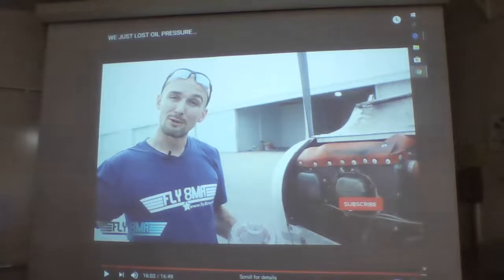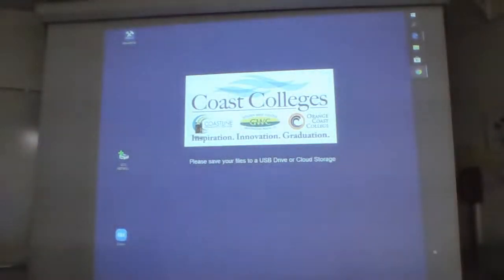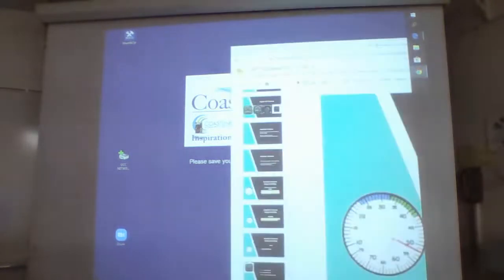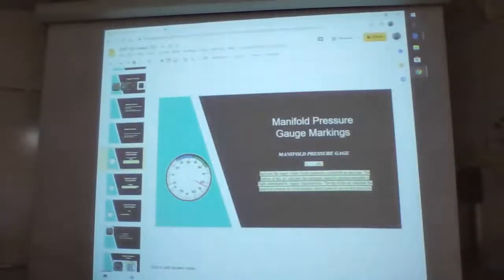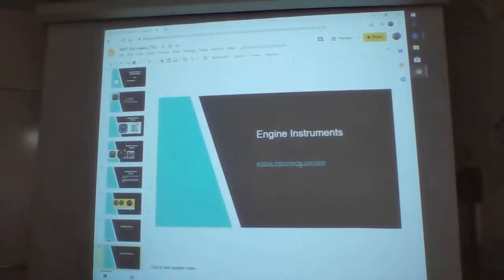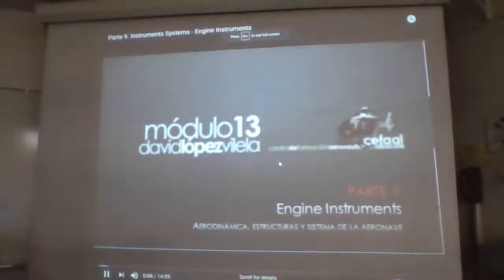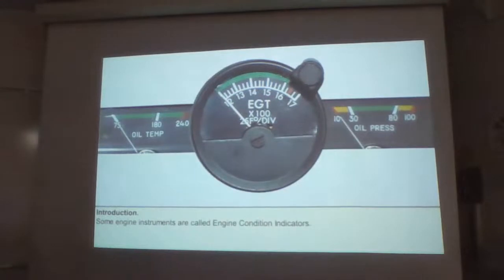It shows the aircraft engine instruments and has a brief description of all of them. Hang on, for some reason I have two videos going here, so let me see what's going on.